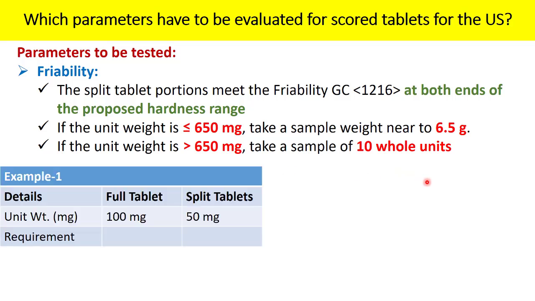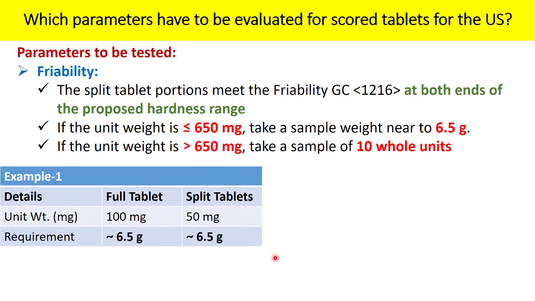So let us take an example again, and this is the first example. In this case, I have a tablet weight of 100 milligram. That is the unit weight of the full tablet. And if I break this tablet into two different portions, ideally I must get how much unit weight for one portion? It must be around 50 milligram. So what will be the requirement? How much weight must I take now? So I need to take 6.5 gram of the tablet weight in case of a full tablet and even in case of a split tablet.